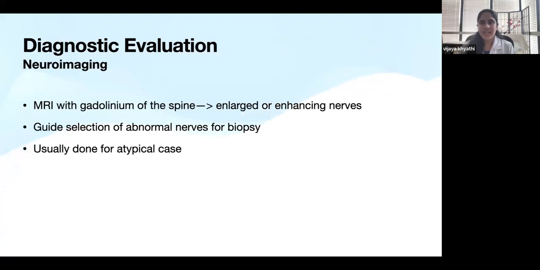Neuroimaging: MRI is one of the gold standard things to look for, which shows enlarged and enhancing nerves. It can also be used as a guide for nerve biopsies, and it is usually done in atypical cases.